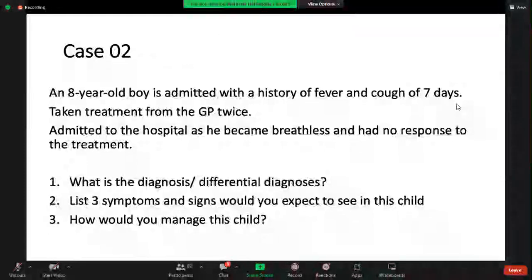Any other questions, or shall we move on to this case? Who's going to discuss this one?